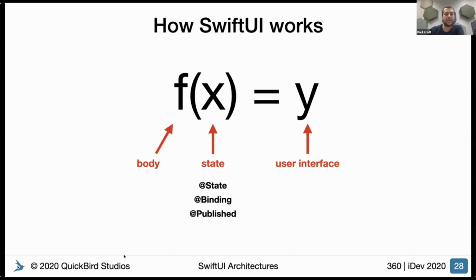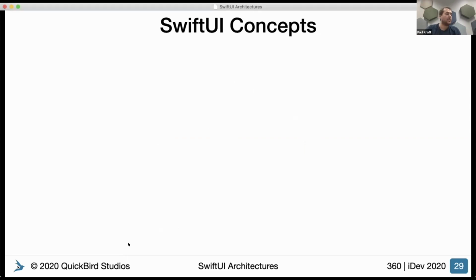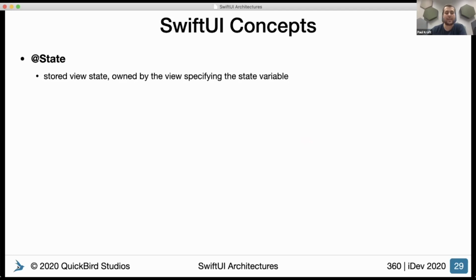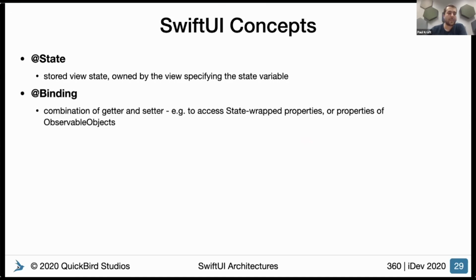For that state change to actually re-evaluate the user interface, we need to wrap that state in, for example, the @State property wrapper, the @Binding property wrapper, or the @Published property wrapper when we have an observable object. Let me explain those terms to you. We start with the @State property wrapper. It has stored view state, which is owned by the view that is specifying that variable. In contrast, the @Binding property wrapper is the combination of a getter and setter in general. Most of the time it's used to access a property that is wrapped in @State, but is then used in a different view.